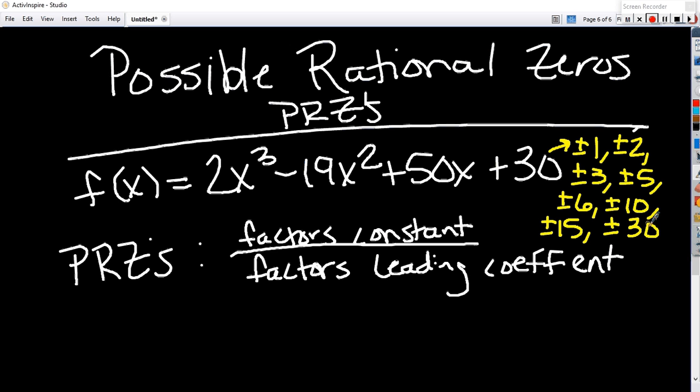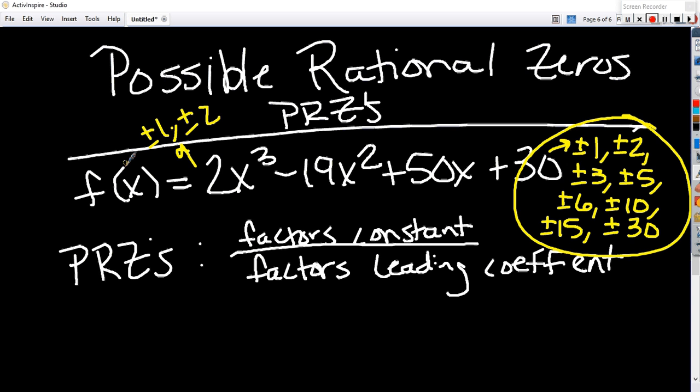How about factors of 2? 1 and 2. Anybody confused yet? I want every single possible fraction using these as the top and these as the bottom. Okay? So what I generally do, yeah, go ahead. What do we do with the fraction? I'm going to show you in just a minute. No, it can be fractions.